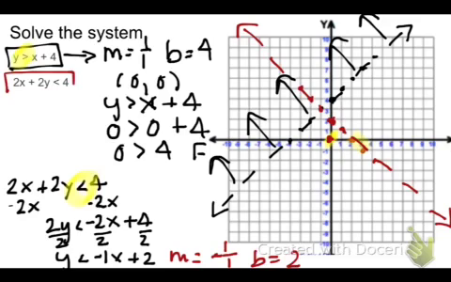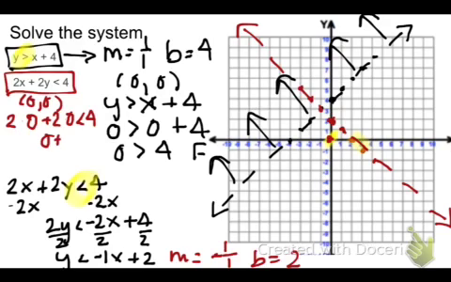So I'm going to go back up here and use the ordered pair 0, 0 to verify. So 2 times 0 plus 2 times 0, I want to see if that's less than 4. So 0 plus 0, is that less than 4? So 0 is less than 4, so that's true.